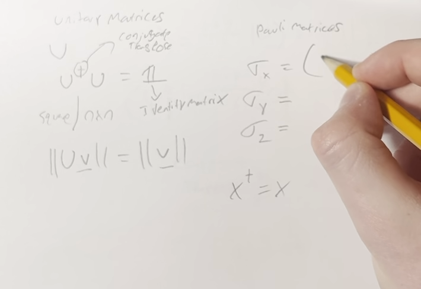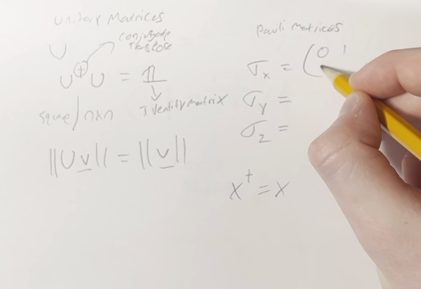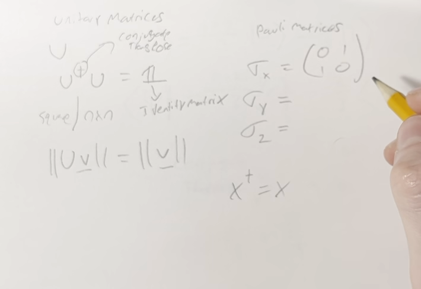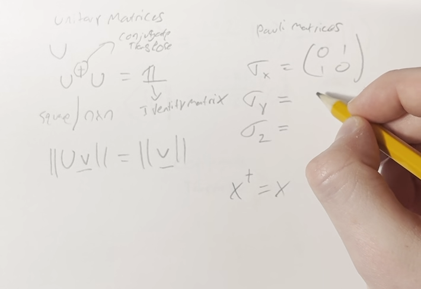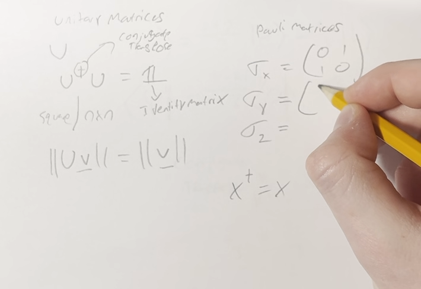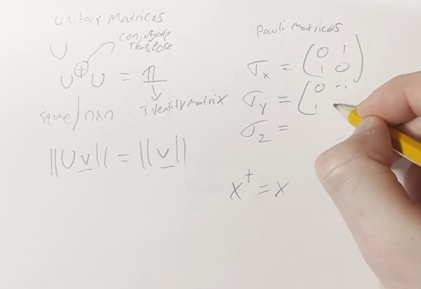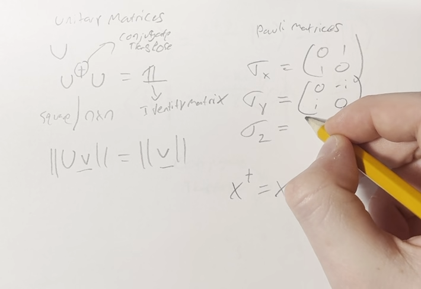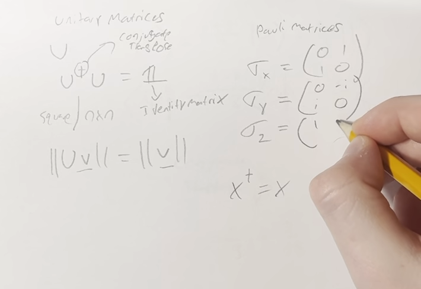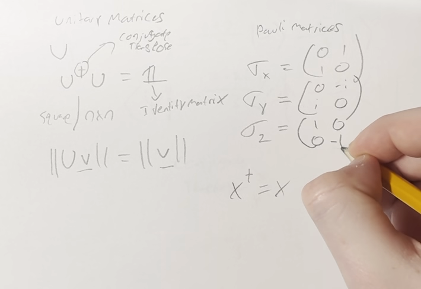So sigma X is equal to 0, 1, 1, 0. It's just the n by n, 2 by 2 identity matrix with the rows swapped. Sigma Y is 0, negative i, positive i, 0. And then sigma Z is 1, 0, 0, negative 1.